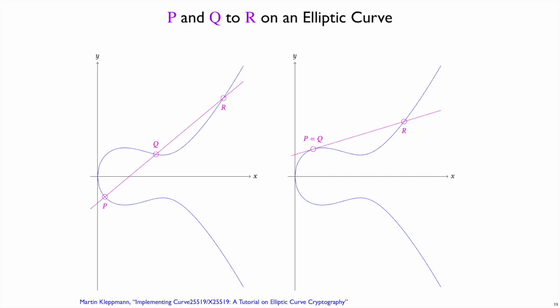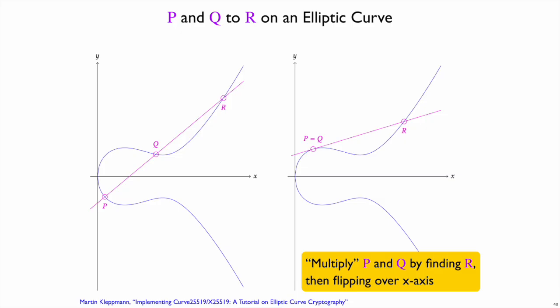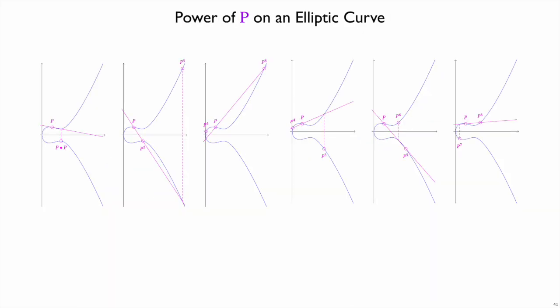Now what we're going to do with this fact is, given a P and a Q, we will find an R, and then we will use not R, but its reflection over the x-axis, down here. And this operation of drawing a line from P through Q to the R, and then flipping over it, we're going to call that multiplication, because it corresponds to multiplication in a field in the abstract algebra sense. We're going to draw this kind of multiplication as a dot operator.